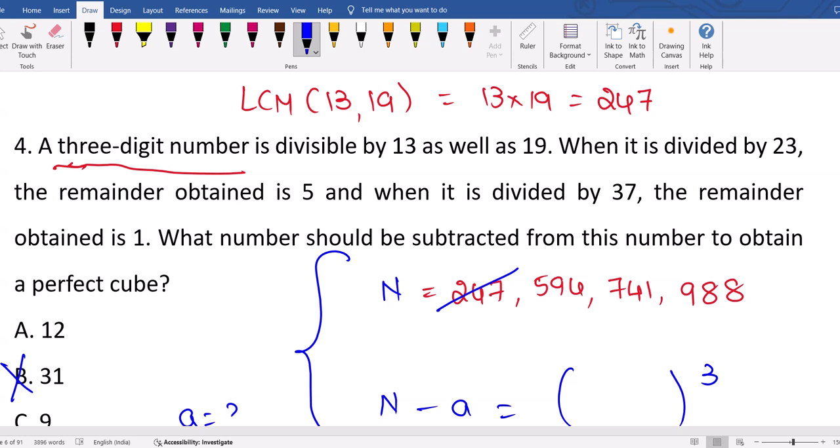If it is other companies, they'll stop there itself. A three-digit number divisible by 13 and 19, okay, they'll stop there. That's it. But as these are high-level companies with high-level packages, they'll ask next-level questions. Next year also you can check.